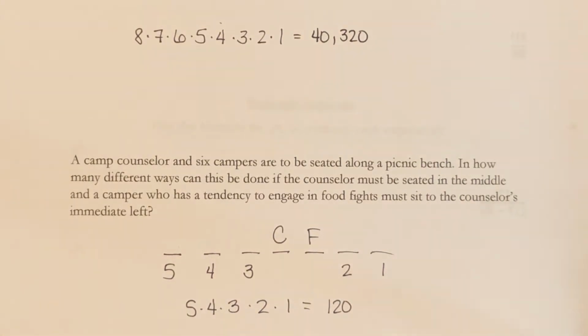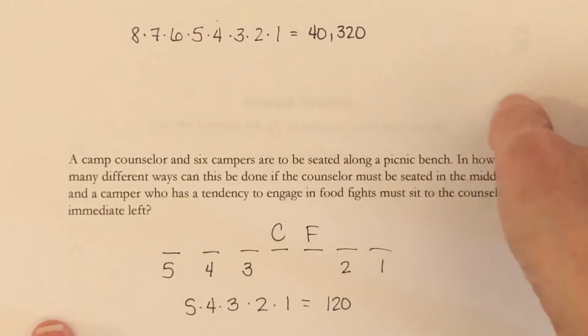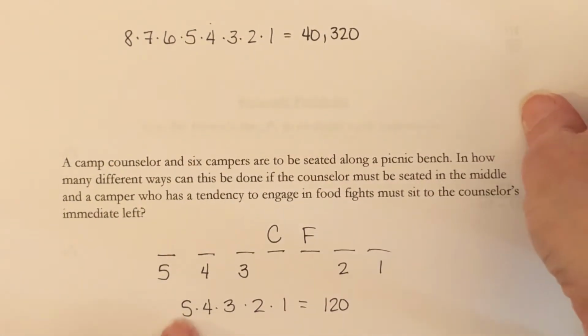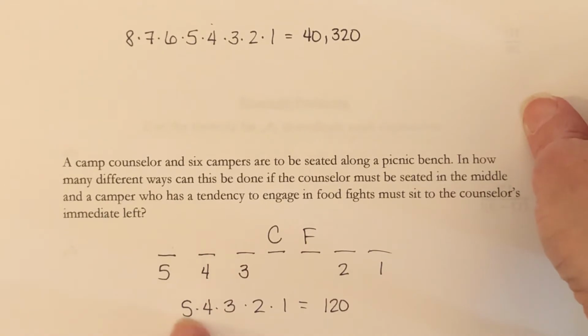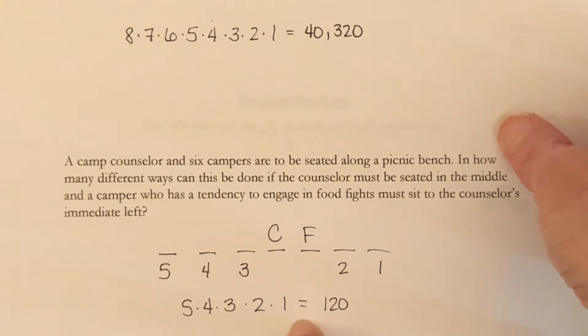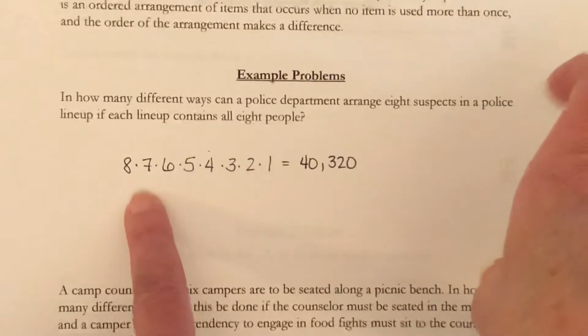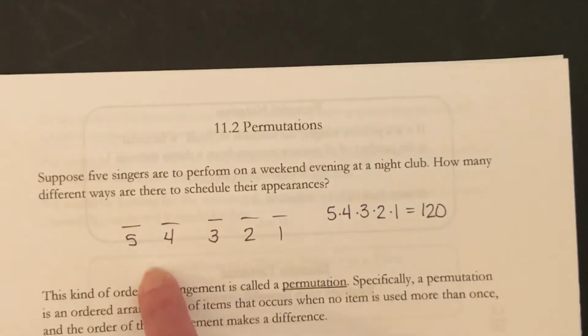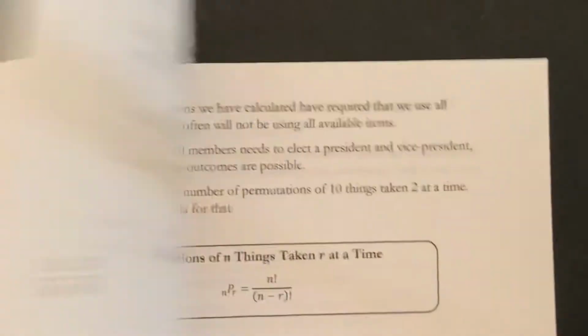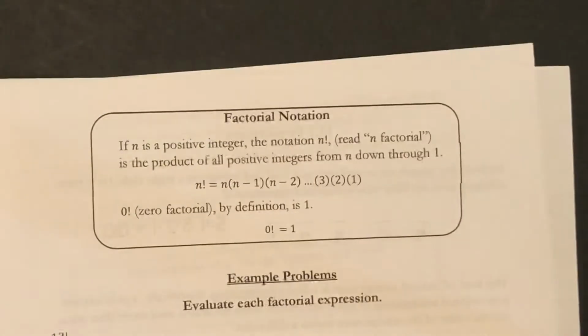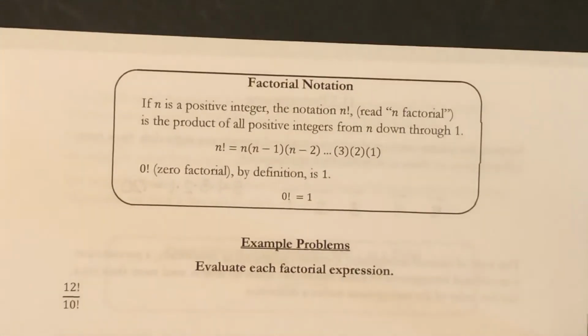Okay, now you probably noticed that we end up doing this kind of multiplication a lot, where we start off with a large number and then we multiply everything all the way down to 1. We did it here with the 5, we did it with 8, we did it here with 5. And that is a specific type of notation. It comes up a lot. It's called a factorial. And it's defined like this.